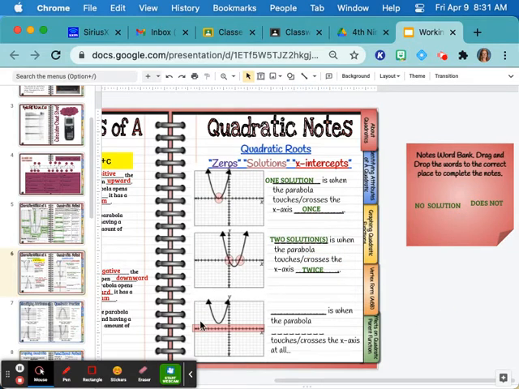And then the last one's kind of floating in the air. So it has no solution. It does not touch the x-axis at all.